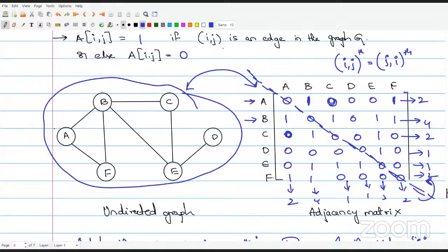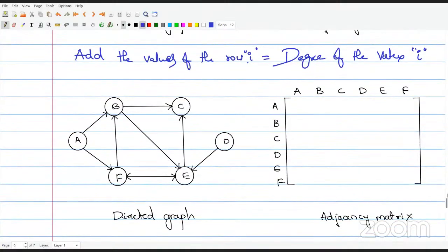Okay. For a directed graph, the same approach. If there is an edge from vertex i to vertex j, I will give the entry value as 1. If not, it is 0. What is the cardinality of the adjacency matrix?